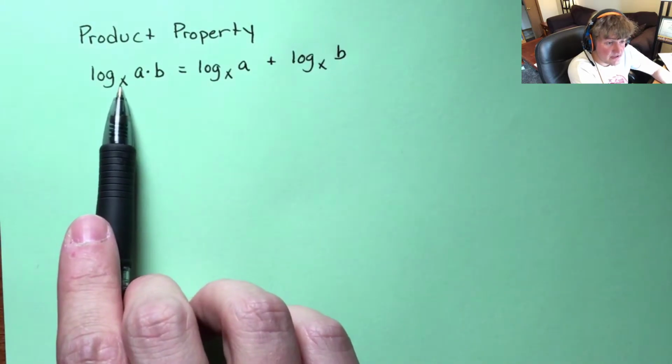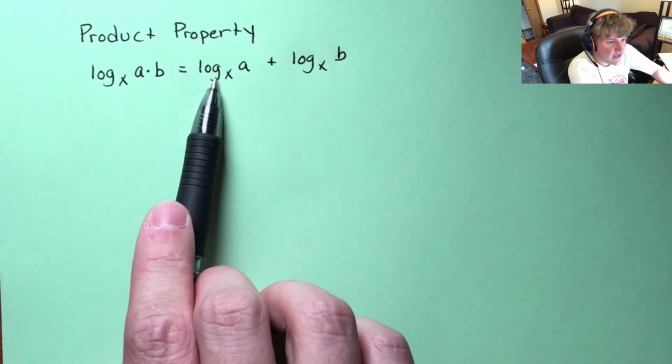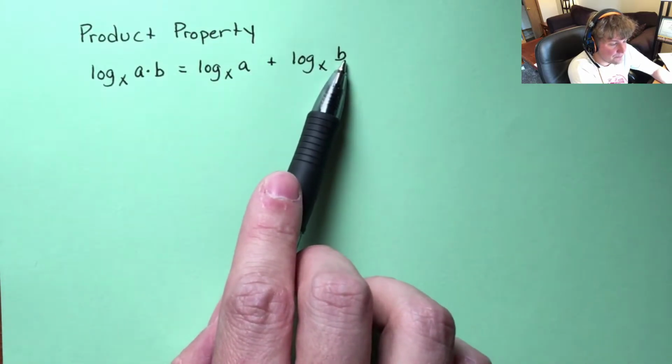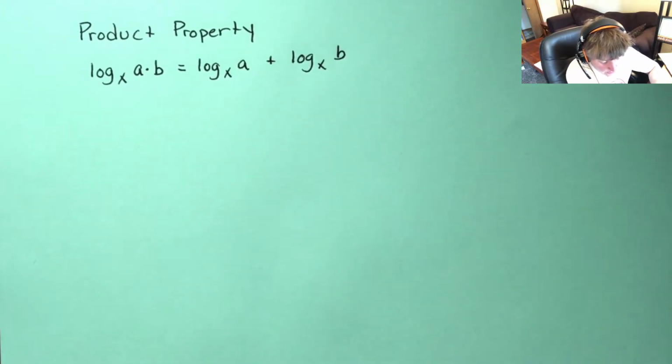This property basically just says if you're multiplying two parts on the inside of your logarithm, as long as the base is the same, you can go ahead and split it up and say base x of a plus base x of b. And I am going to prove that to you right now.